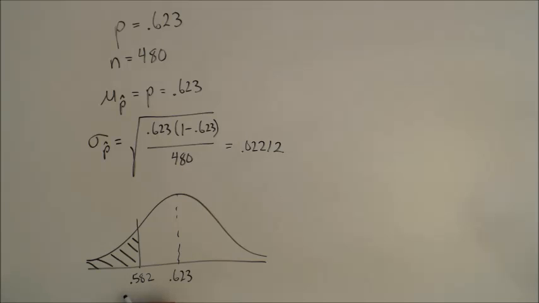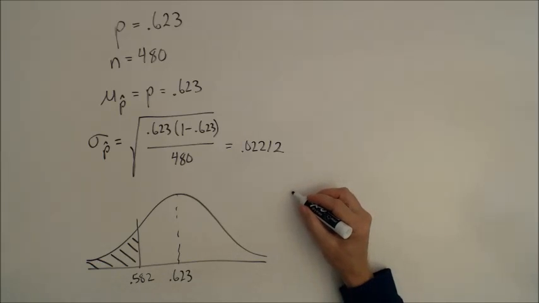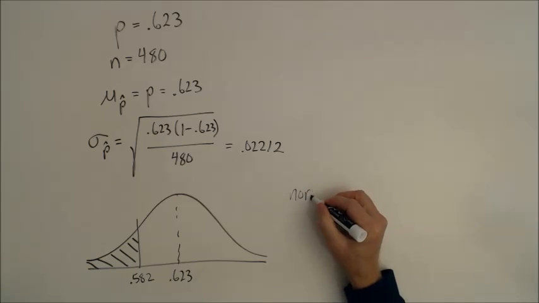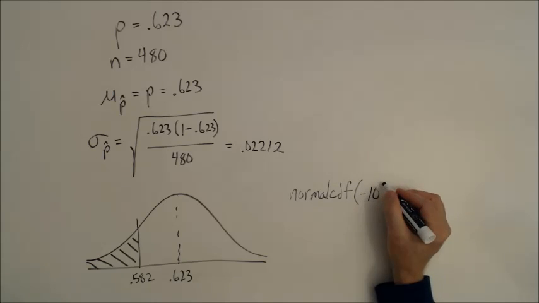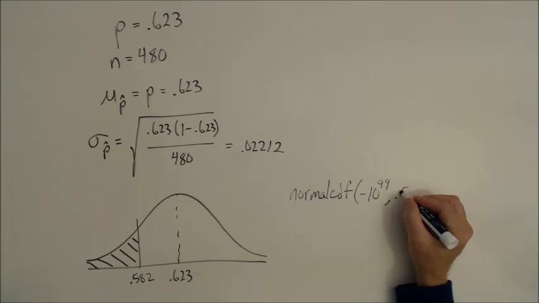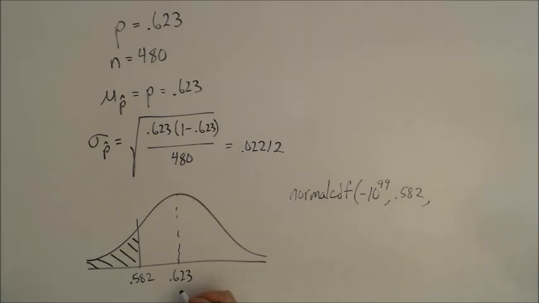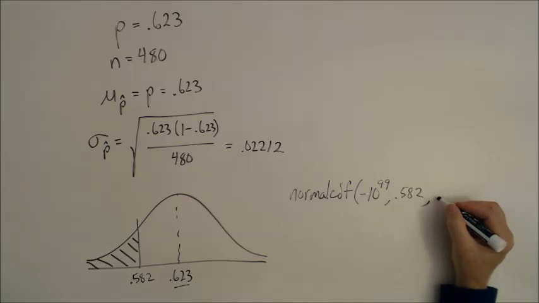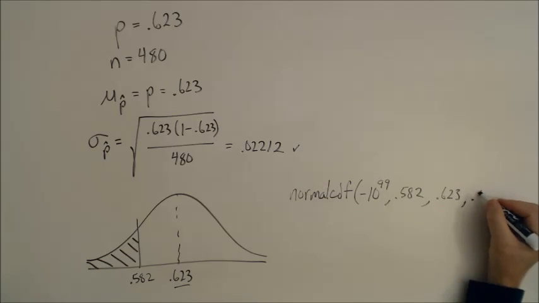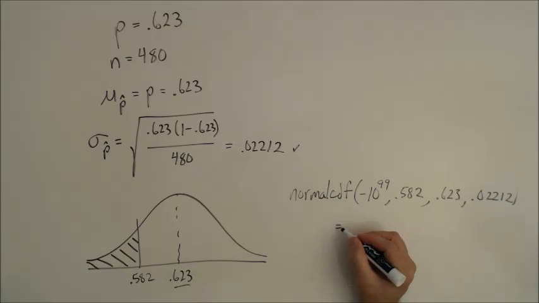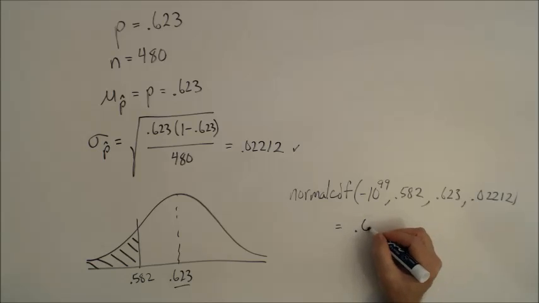To compute this probability, to compute this area, we use our normal CDF command. Here, the interval we're considering extends from negative infinity up to 0.582, where the mean value is 0.623, and the standard deviation we computed to be about 0.02212. Making this calculation on our calculator, we find the value of 0.0319, or just over 3% of these samples.